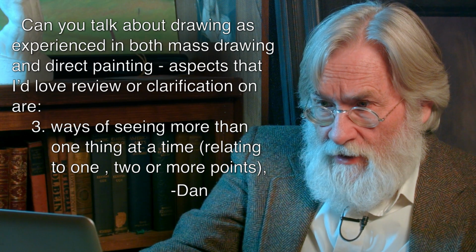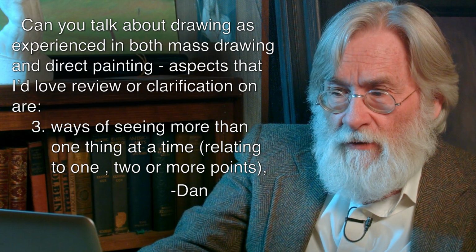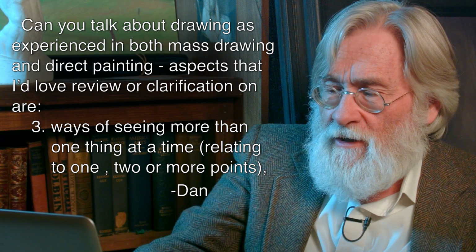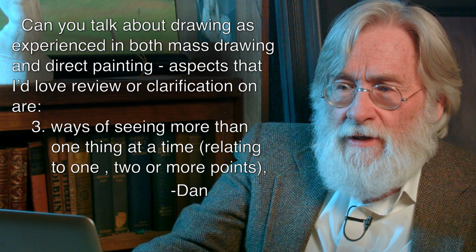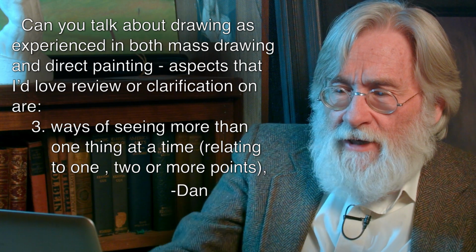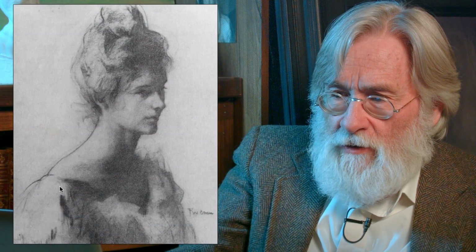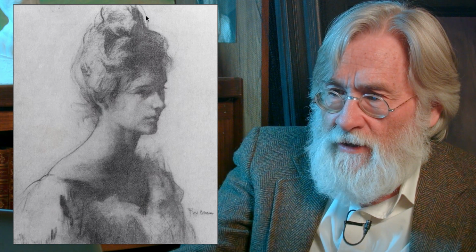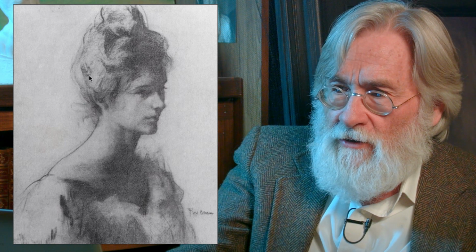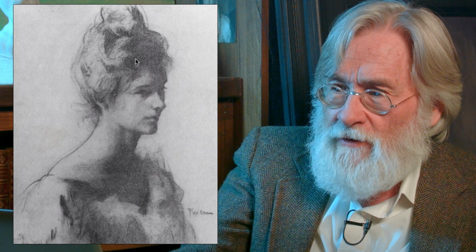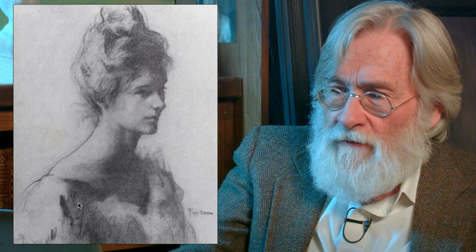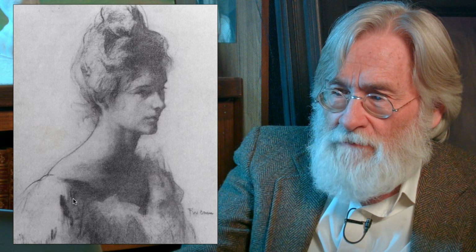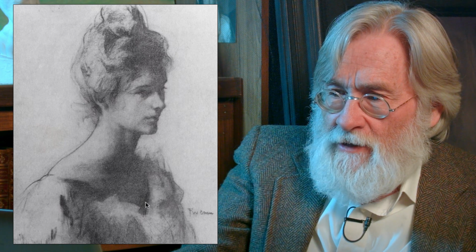Okay, the third point: ways of seeing more than one thing at a time, relating to one, two, or more points. Are there ways of seeing more than one thing at a time? Well, you must actually. I just showed you one, right? I could take another one, see this point as an effect, to this point as an effect, to this point as an effect. If you can see the three of these, you'll see there's literally an order. This one appears to be the darkest of the three. There's an order of values. This one appears to be the sharpest edged of the three, just by a little. And this is the softest one.